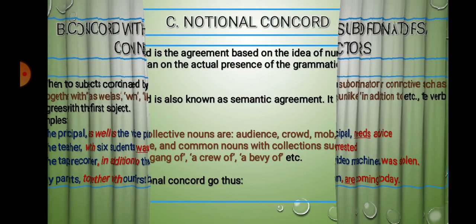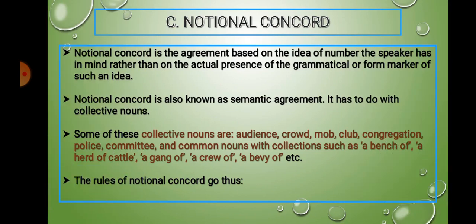The next one, which happens to be another type of concord, is notional concord. Notional concord is the agreement that is based on the idea of number the speaker has in mind, rather than on the actual presence of the grammatical or form marker of such an idea. So it's not about whether we have 2 or 3 or plenty people, but it has to do with the idea that has been conceived in the mind of the speaker. So we have to flow with the speaker.